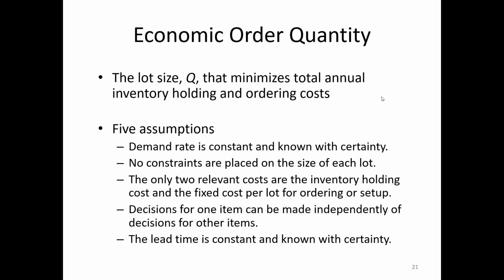So it's very abbreviated, very compact, very efficient that way. No constraints are placed on the size of each lot. That one can be a little bit goofy depending on what you're ordering. The only two relevant costs are inventory holding costs and the fixed costs. That we can deal with. We can pretty much squeeze and manipulate, sort of put everything into one of those two categories. That one's not too bad.